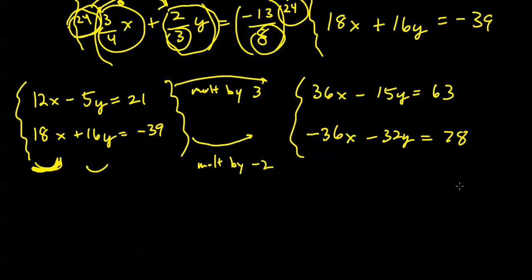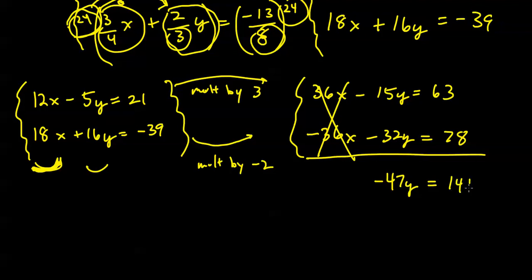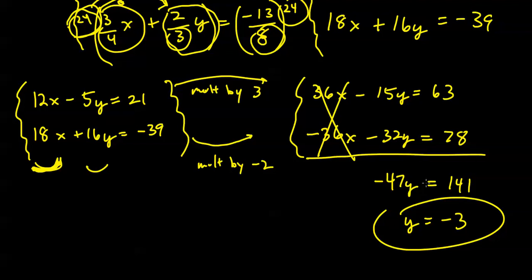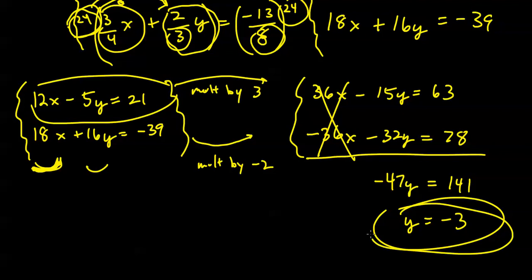Alright, now it's a breeze. I can eliminate my x variables. I'll get minus 47y equals, let's see, 141. And y then equals negative 3, dividing both sides by negative 47. Alright, so my point of solution contains a y value of minus 3, and I can go to any other equation that has both variables in it. I think I'm going to pick this one to solve for x once I know that y equals minus 3.